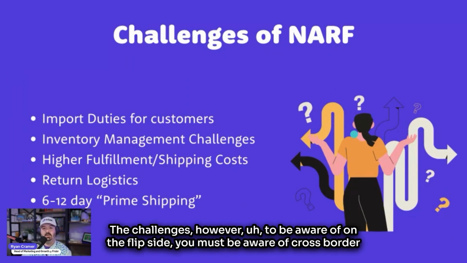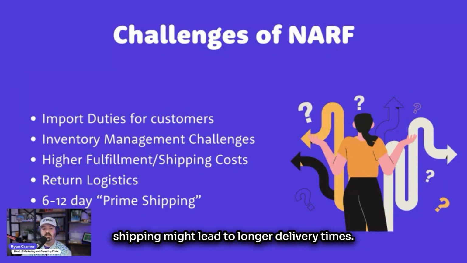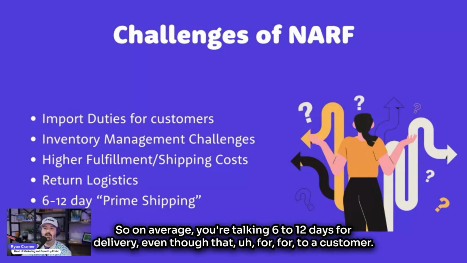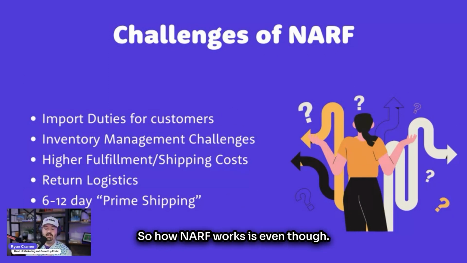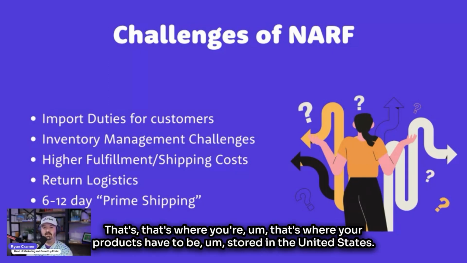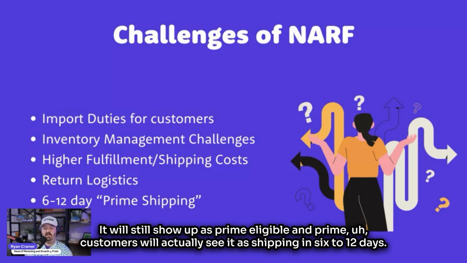The challenges, however, to be aware of. On the flip side, you must be aware that cross-border shipping might lead to longer delivery times. On average, you're talking 6 to 12 days for delivery to a customer. So how NARF works is, even though my product is in an FBA warehouse, where your products have to be stored in the United States, it will still show up as Prime eligible, and Prime customers will actually see it as shipping in 6 to 12 days.